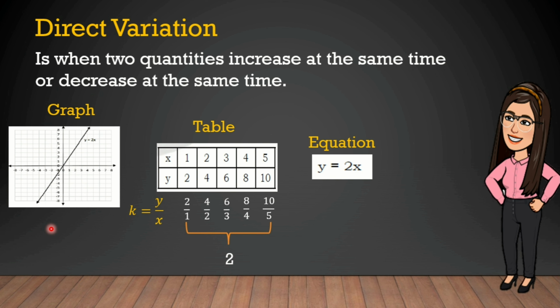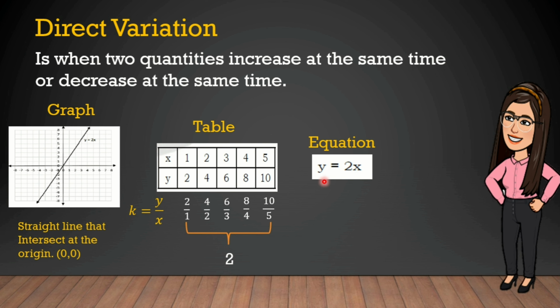Next, punta tayo dito sa graph ng direct variation. Paano malalaman kung ang graph ay nagpapakita ng direct variation? Ang graph ng direct variation is a straight line that intersect at the origin o dito sa 0, 0. So kapag straight line yan at hindi nag-intersect dito sa 0, 0 or sa origin, ibig sabihin hindi siya direct variation.